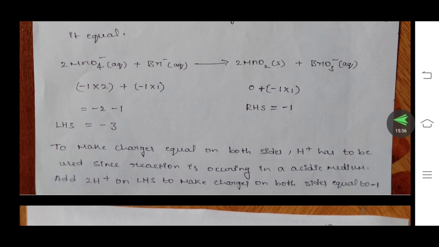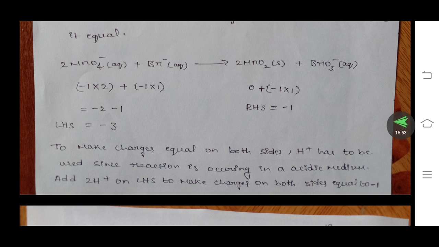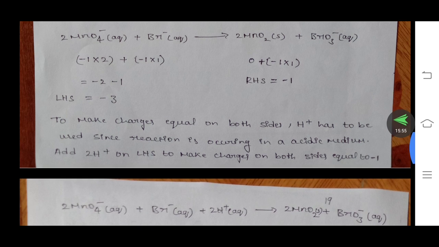So the total charge present on the left hand side is minus 3, and on the right hand side you check. In MnO2 it is 0, plus in BrO3 minus, minus 1 is there, so that is minus 1 only. Now how many charges more on the left hand side? That is minus 2 charge extra on the left hand side.